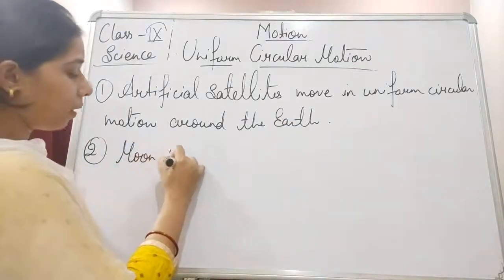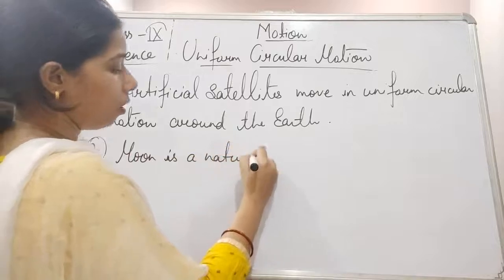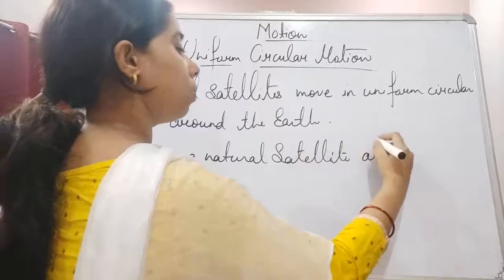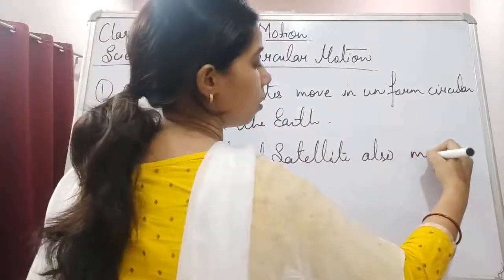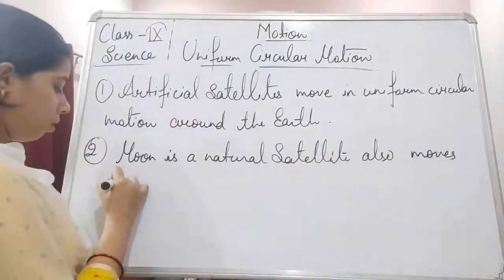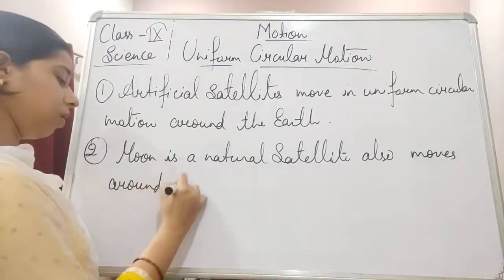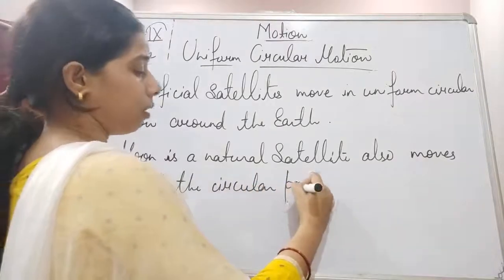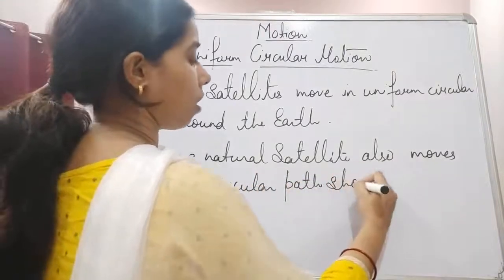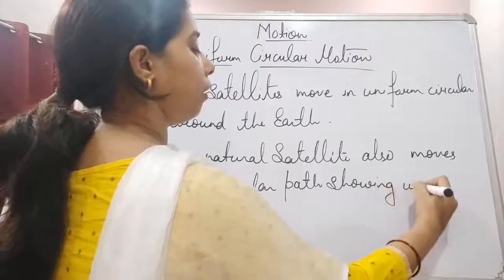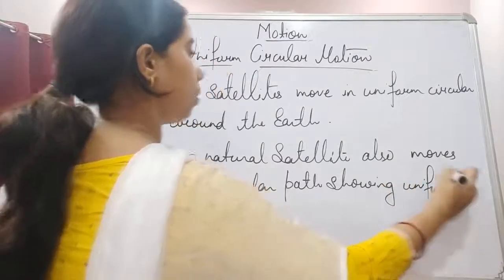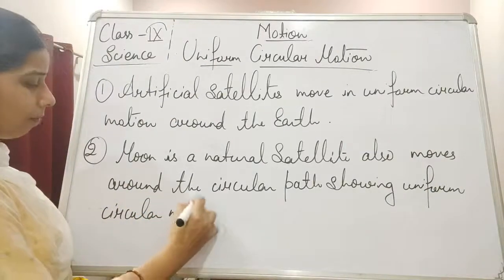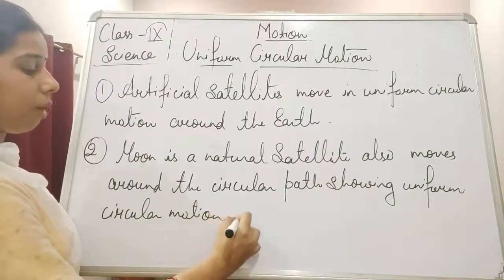Next one is the moon, a natural satellite also. Moon is a natural satellite, also moves around the circular path, showing uniform circular motion around the earth.